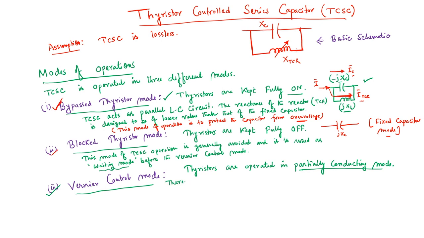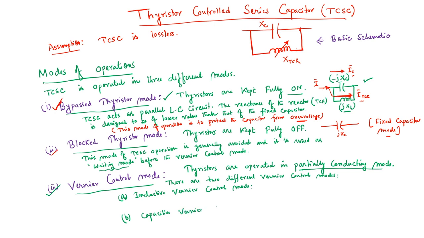There are two different vernier control modes. Number one, A, is inductive vernier control mode. Now, B is capacitive vernier control mode. Okay. Now, what happens in this inductive vernier control?